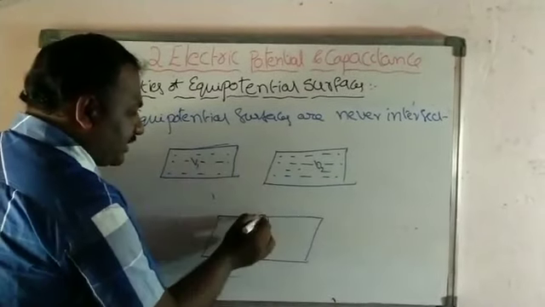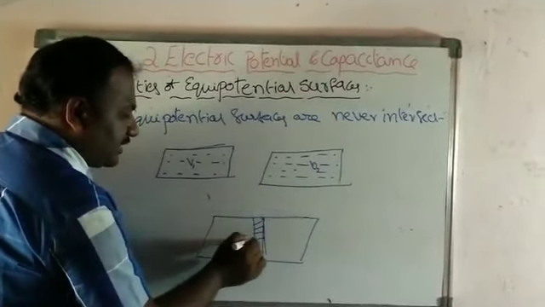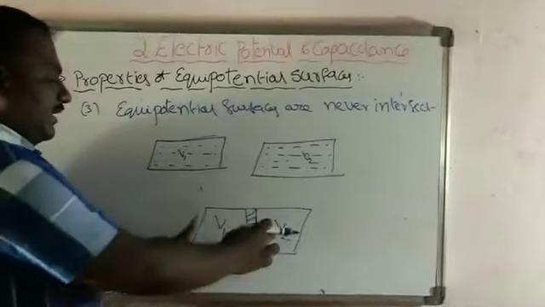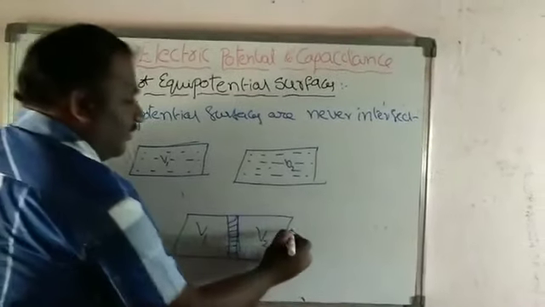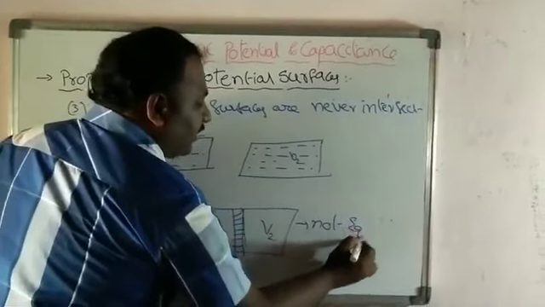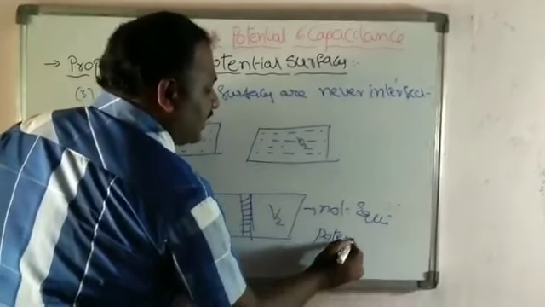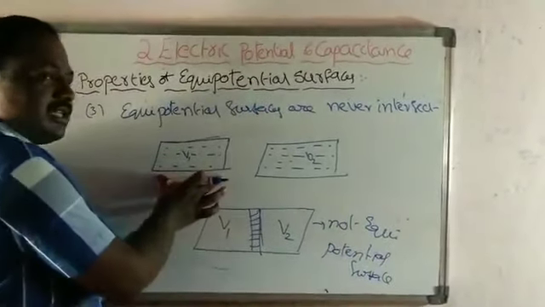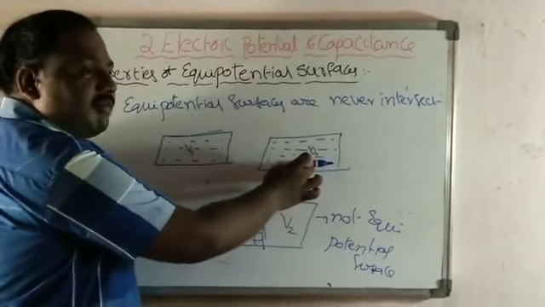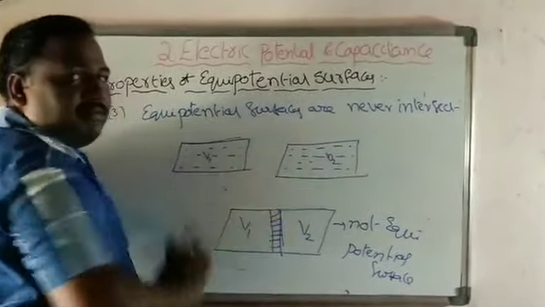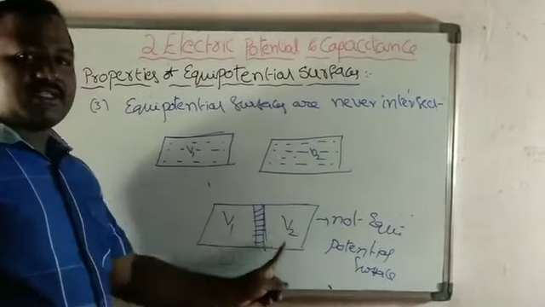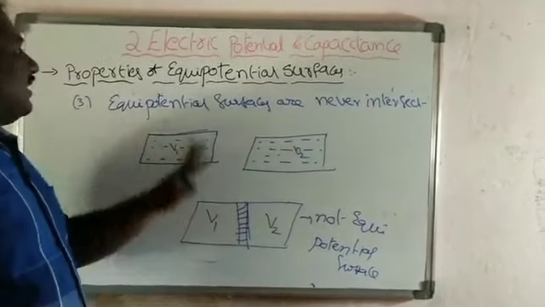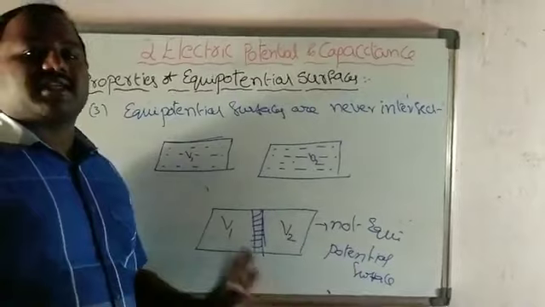Here these two edges are combined. When these two edges are combined, this side we have the potential V1, this side we have the potential V2, and these two potentials are combined at this point. Now this surface is not an equipotential surface. Remember this. This is an equipotential surface, at any point potential is same. This is an equipotential surface, at any point potential is same. But whenever we combine these two, this surface does not have equal potential. So this is not an equipotential surface. Due to that reason, the equipotential surfaces cannot intersect each other.